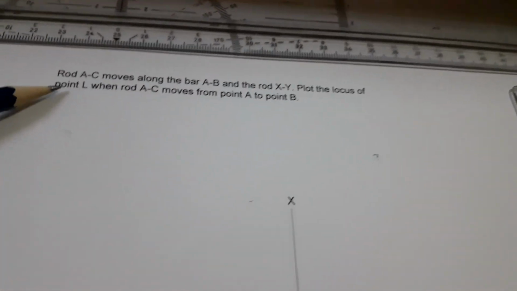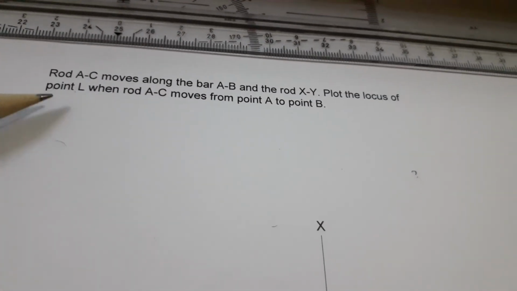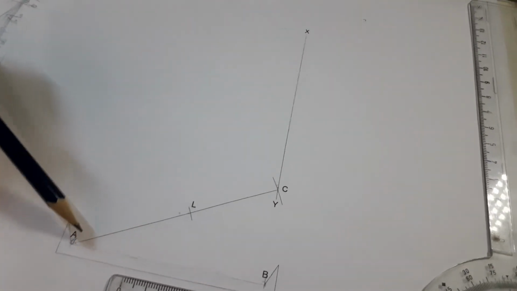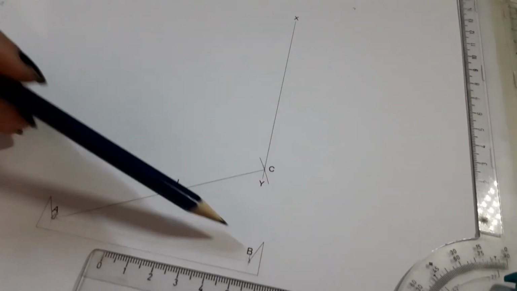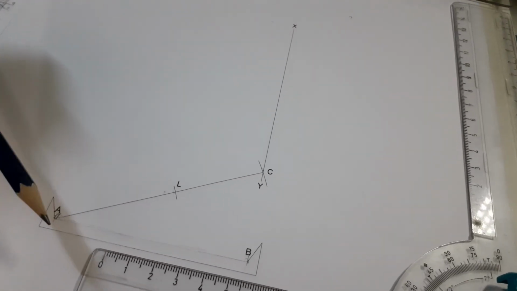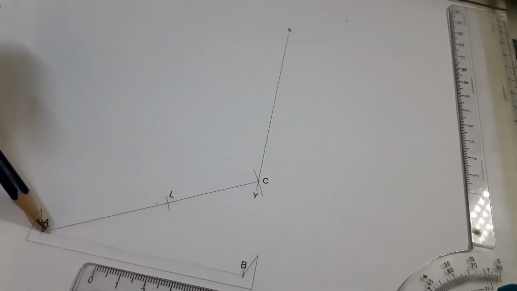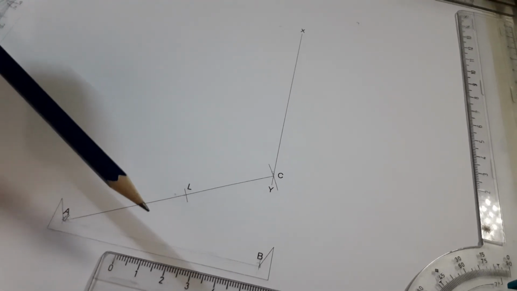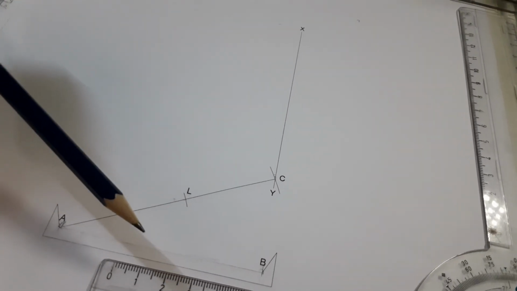Okay, so now for the second exercise, you're going to read the question, see what happens, and plot the locus of point L. Remember, if we need to divide something up into a number of parts, 12 is the ideal number. So if you need to split up AB into a number of parts, 12 is the ideal number. Okay?